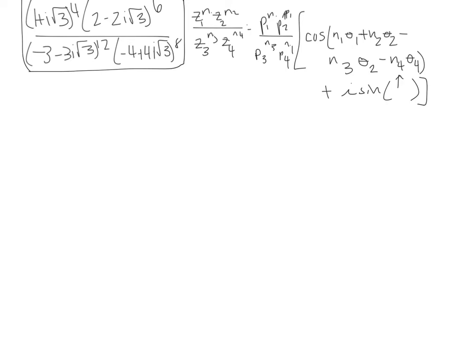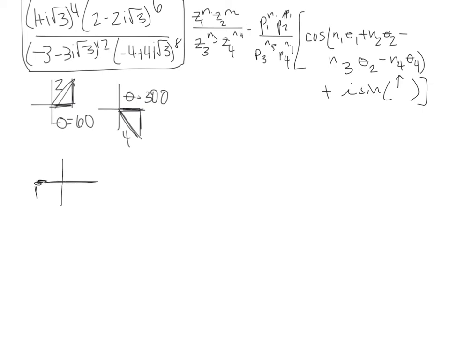So let's find our rows and angles first. For this first one, 1 plus root 3 i, the row is 2, the angle is 60. Second one, 2 root 3 i, the row is 4, the angle is 300. For the third one, going down to -3, -3 root 3 i, the row is 6, the angle is 240. The fourth one, -4, 4 root 3 i, the row is 8, and the angle is 120.